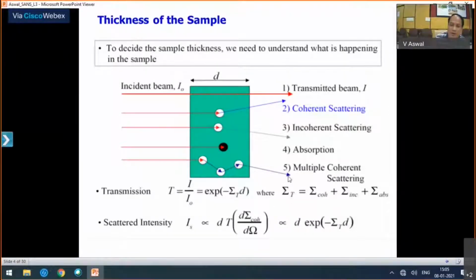So your total macroscopic cross section will have contributions from a coherent part, an incoherent part, and also absorption. And you should also know that your scattering intensity is proportional to thickness and transmission. Transmission is a property of the sample. The differential scattering cross section is also a property of the sample, meaning it is constant. So your scattering intensity is proportional to thickness and the transmission. Transmission, again, you can write in terms of thickness. So your scattering intensity is proportional to d, and also proportional to this exponential term.